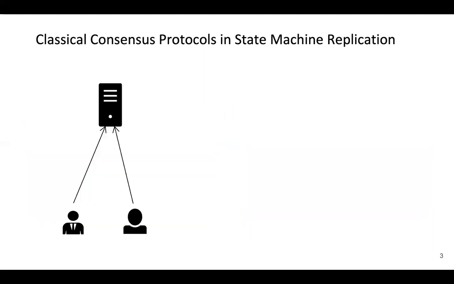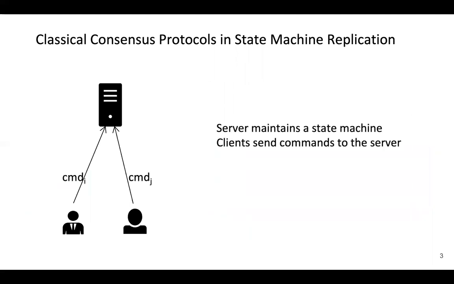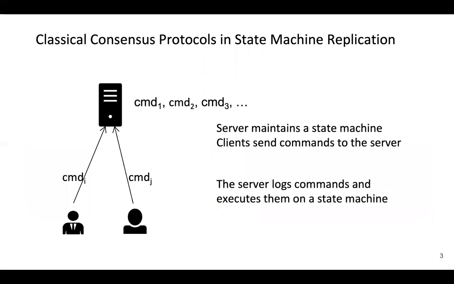To begin with the basics, let us consider a state machine replication protocol. Over here, clients issue commands to a server which maintains a state machine. The server maintains a log of commands and executes these commands on the state machine. Once the server crashes or performs some arbitrary actions, the consistent service provided by the system is no longer available.